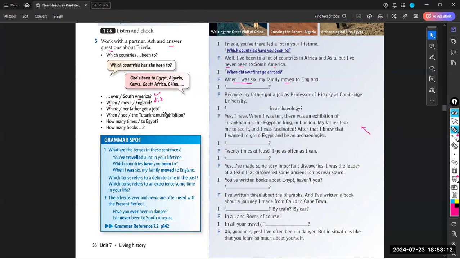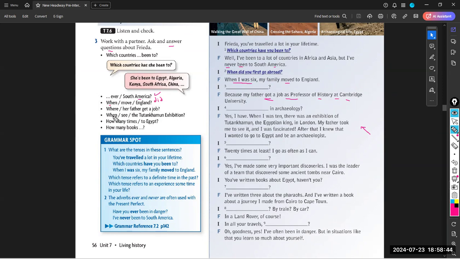Okay, now question number 3, we have where her father get a job. Now the question is, because it is in the simple past, I have to say, where did her father get a job? Her father got a job at Cambridge University. Bravo. Her father got a job at Cambridge University as a professor of history.